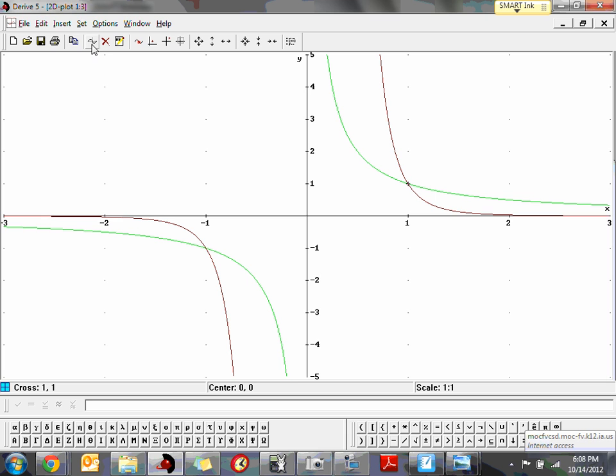So here comes our new graph. This is the graph of y equals 1 over x to the fifth, the one in red, which is also y equals x to the negative 5. So what is happening now?